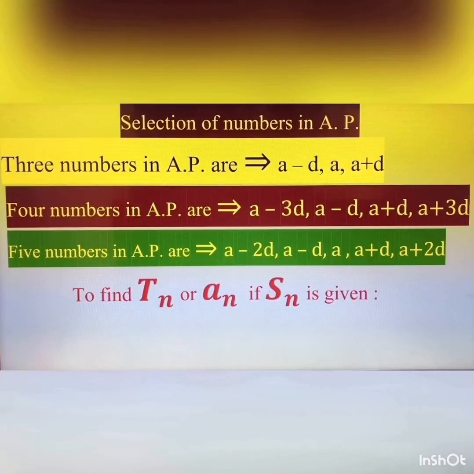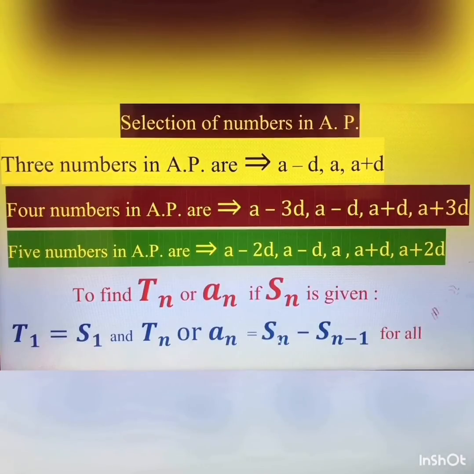But if Sn is given, then how can you find the general term, that is Tn or An? Tn and An are the same thing. It means the nth term of AP is denoted by Tn and also by An. But if the sum of n terms is given, how can you find the general term of AP? So this is the formula.